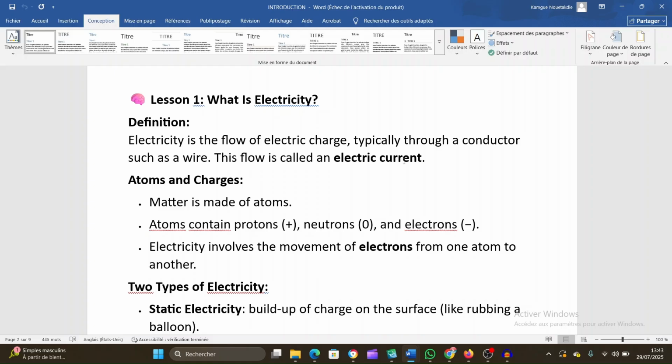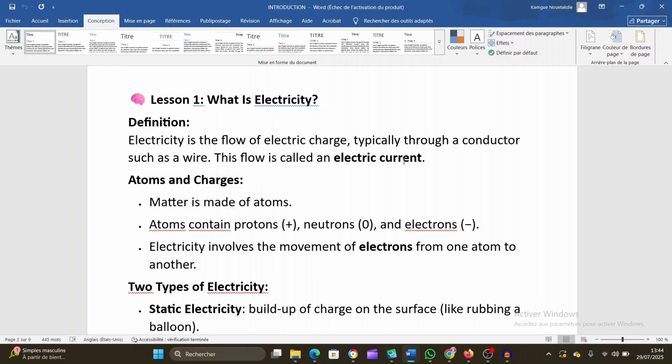The flow of the electric charge through a conductor such as a wire, as you used to connect wire from point A to point B, is called an electric current. So remember, electricity is the flow of electric charge from point A to point B, and the flow is called an electric current.